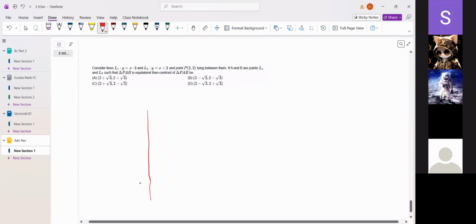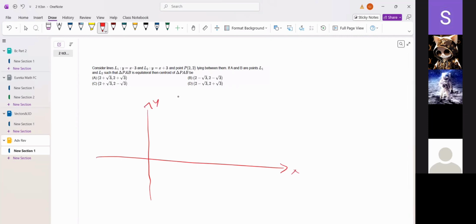So one geometry question. They've given us two lines, L1 and L2, and they say a point P lies between the lines. So y equal to x minus 3, if you plot it, put x equal 0, y is minus 3, put y equal 0, x is 3. So this is that line 1 equation. Then y equal to x plus 3, when you put x is 0, y is 3. Y is 0, you get x equal to minus 3, right?